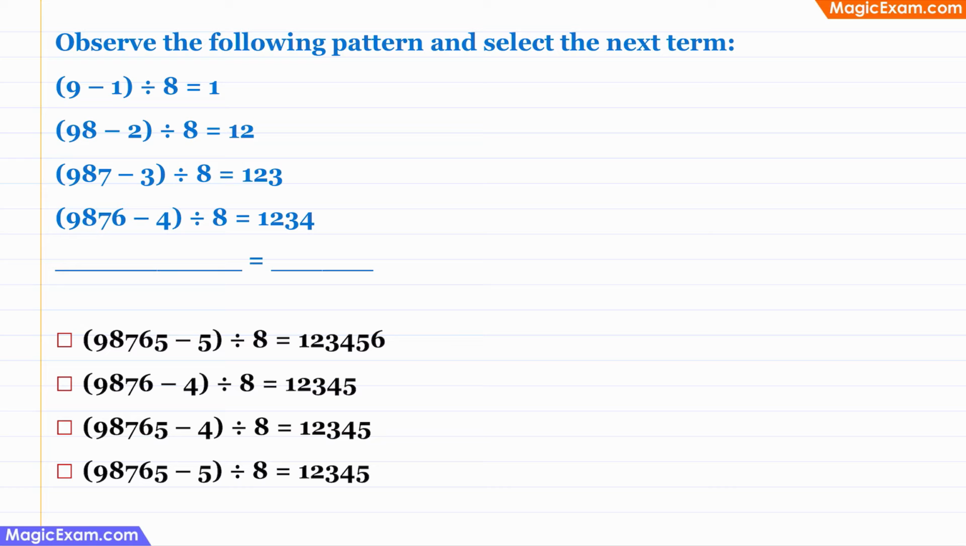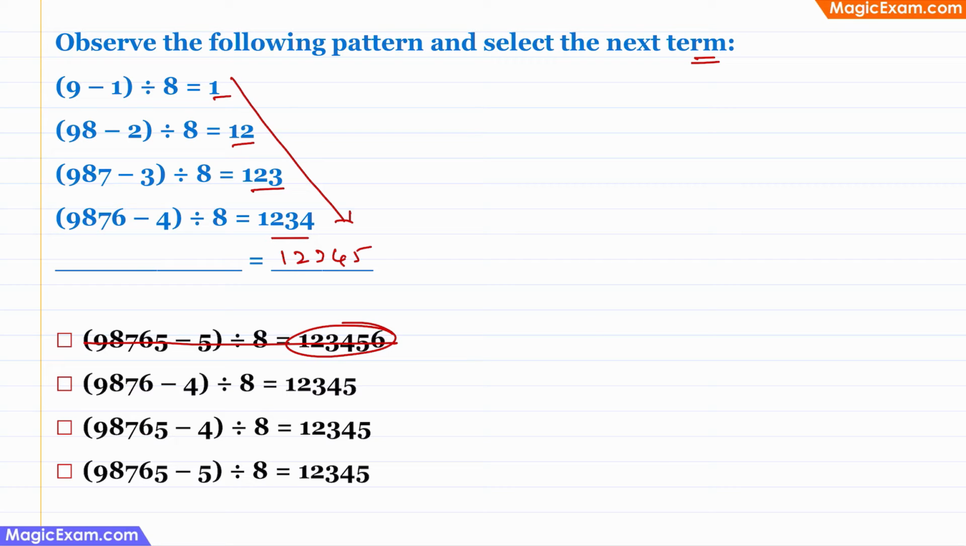Observe the following pattern and select the next term. So this is a very simple pattern recognition problem. So we know that the last number, the result, if you look at it, is 1, 1, 2, 1, 2, 3, 1, 2, 3, 4. So the next one obviously has to be 1, 2, 3, 4 and 5. So if you look at it, we can eliminate the first one because it says 1, 2, 3, 4, 5, 6. So it has to be 1, 2, 3, 4, 5.